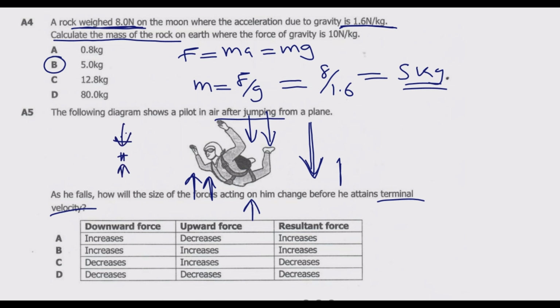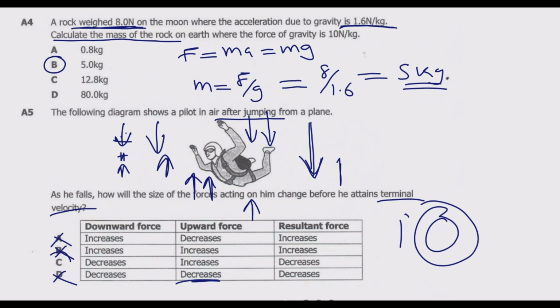When these two are equal to each other, it means it is going to reach the terminal velocity. So the downward force should be decreasing, not increasing, so A and B are out. Then the upward force should be increasing, so D is out because of this. Then the resultant force, which is the difference between the downward and the upward, should be decreasing until it reaches 0. When it reaches 0, these two are equal. So C is the best answer in this case. This is how you answer this question.